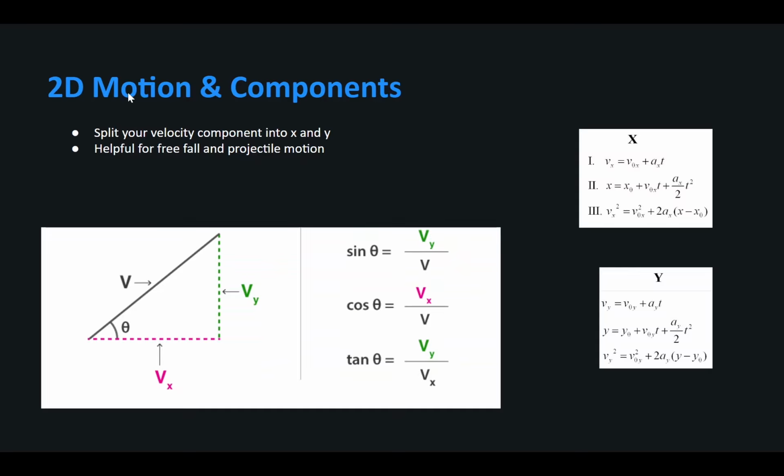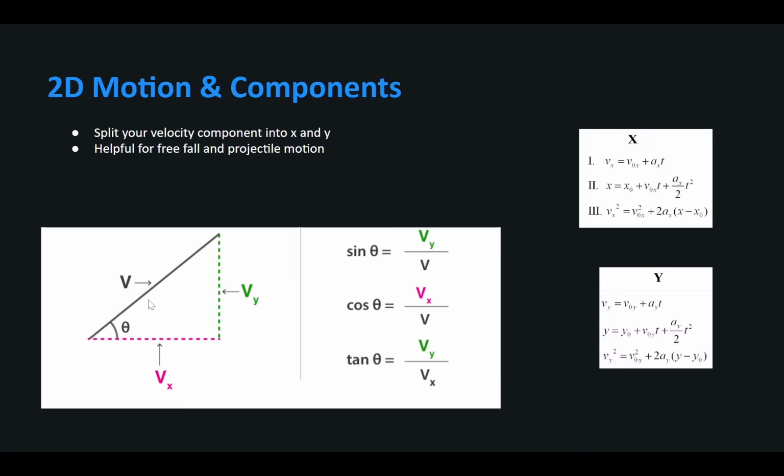And then we have 2D motion and the components of it. So here you would split your velocity components into the x and the y direction. And this is very helpful for free fall, as we mentioned earlier, and projectile motion. So with these 2D components, you would take this velocity, right? And you would take this vector that we're used to seeing in 1D. So we'd have just going into the y direction or then the x direction.